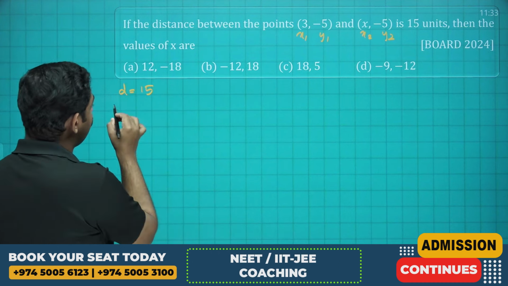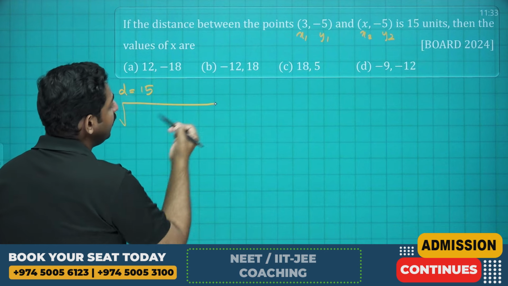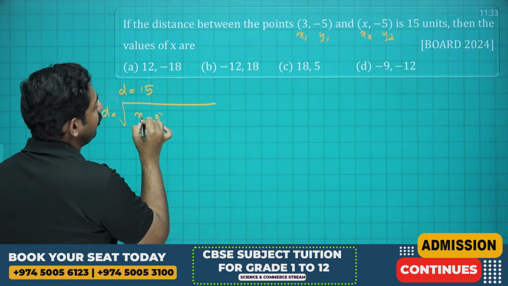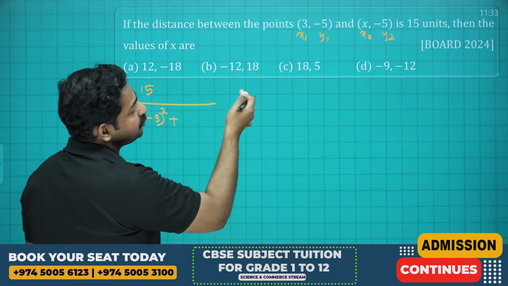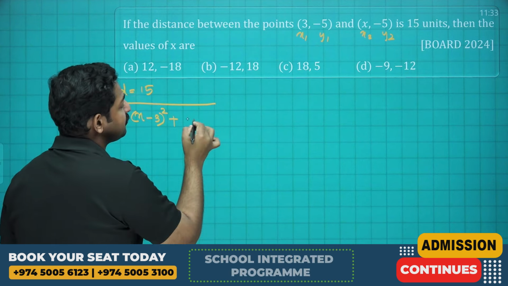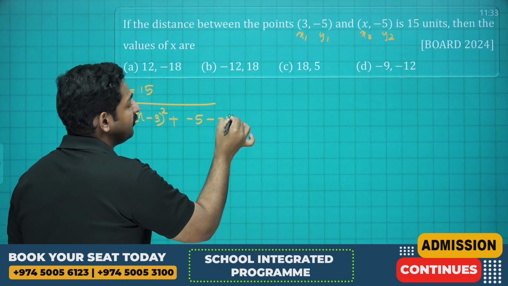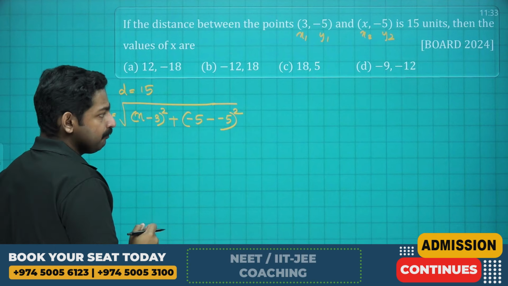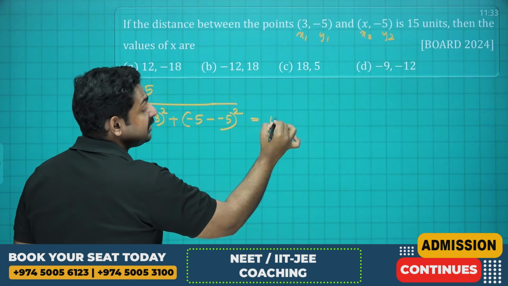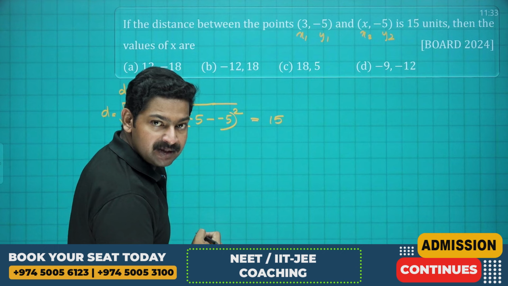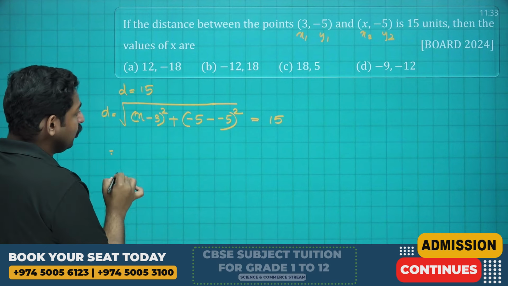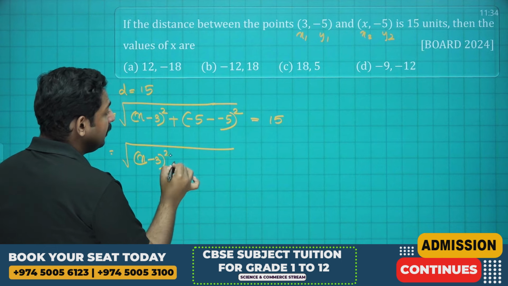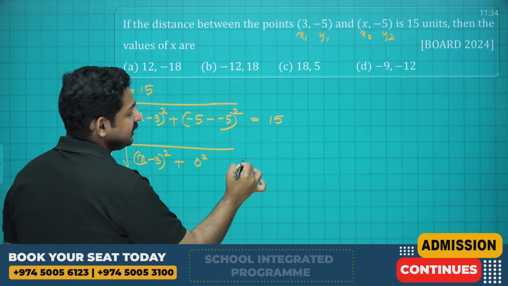Okay, so what is the formula? Distance d is equal to root of (x2 minus x1) the whole square plus (y2 minus y1) the whole square. So x2 minus x1 means (x minus 3) the whole square, plus (-5 minus -5) the whole square. We know that when the same terms are subtracted, it becomes 0. And this distance is given, which is equal to 15 units. So root of (x minus 3) the whole square plus 0 is equal to 15.